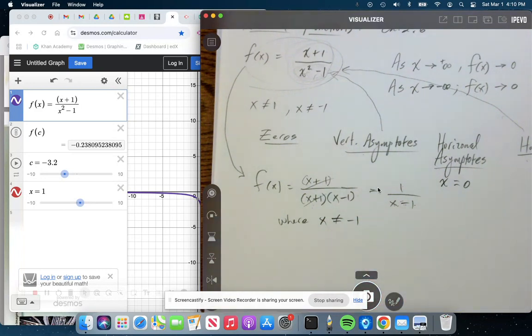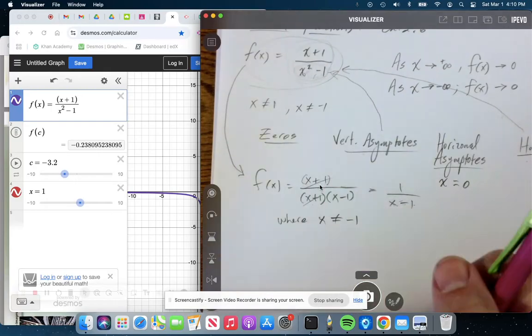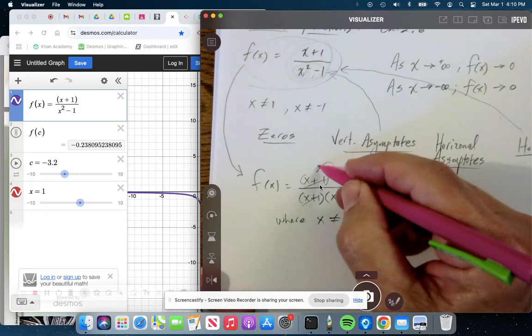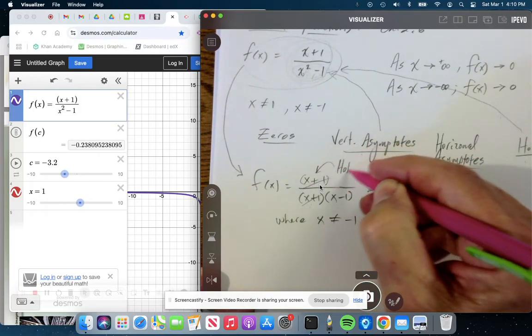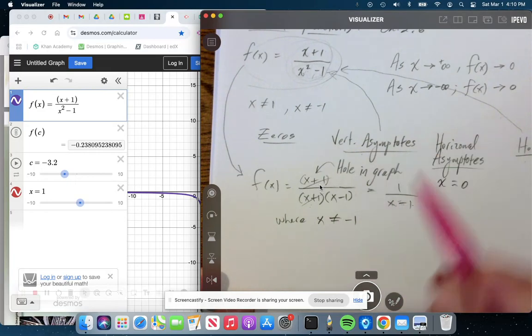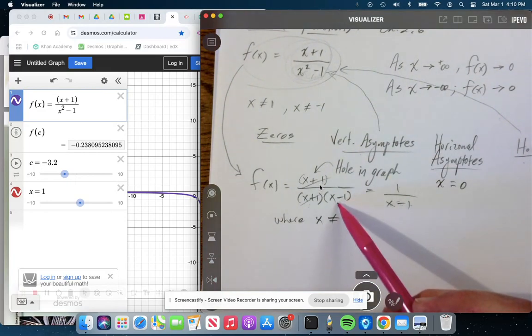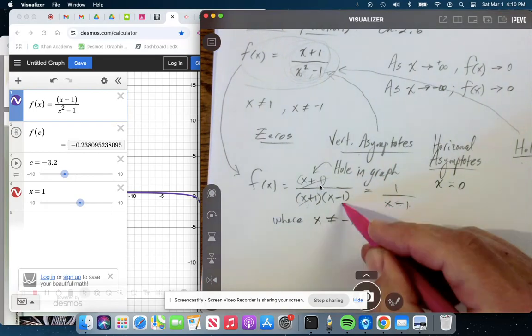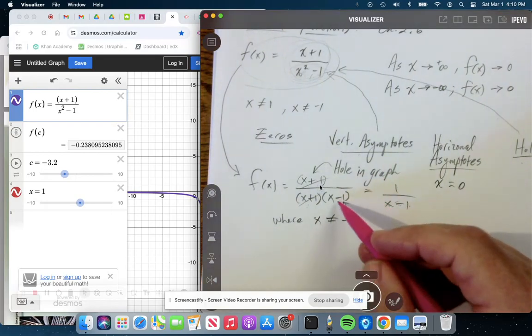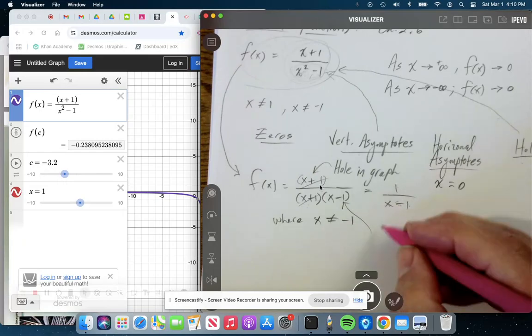Okay, so now if you get a term that cancels like that on top and bottom, that's a hole, right? So that's what creates a hole. This down here does not cancel, so whatever causes this to be 0 is what creates that vertical asymptote.